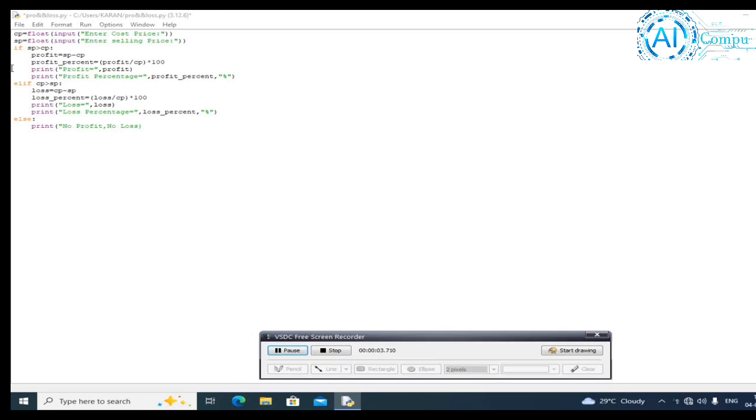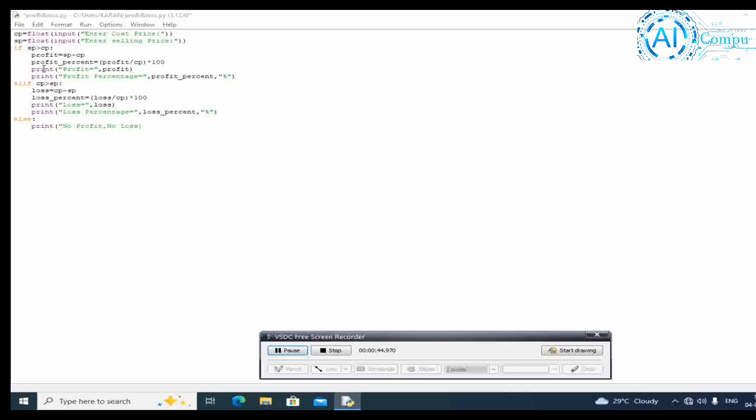See, if selling price is greater, then the code will run in this block, and it will do the calculation part and print the value. If selling price is not greater than cost price, then it will check this condition, is cost price greater than selling price. If yes, then this whole block of code will execute and it will print the value. Otherwise, if neither condition matches, then it will print no profit no loss, if they are equal.